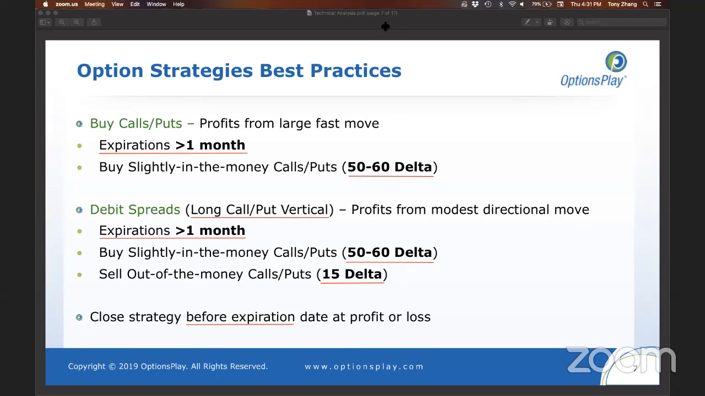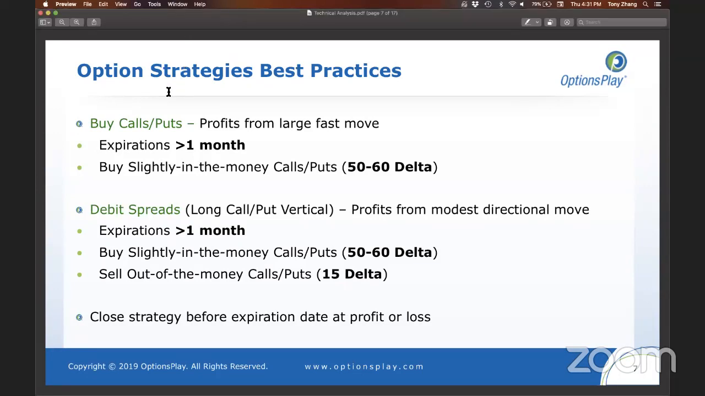Now, again, this is just a very quick overview of these two strategies. If you want to learn more, please watch some of our webinars just on these two strategies alone. We actually cover calls and puts and debit spreads on specific webinars so that we really go in depth into each one of these strategies.